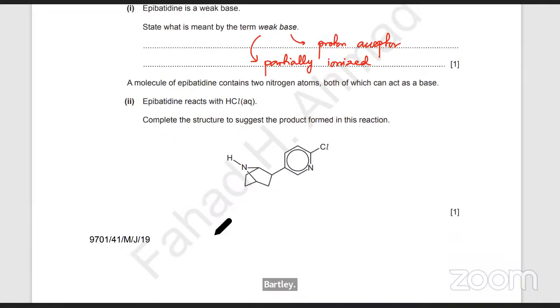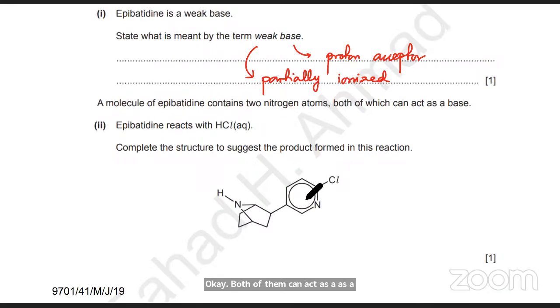A molecule of this contains two nitrogen atoms, both of which can act as a base. It reacts with HCl. Complete the structure to suggest the product formed in this reaction. Okay, both of them can act as a base. So what happens when we complete this structure?